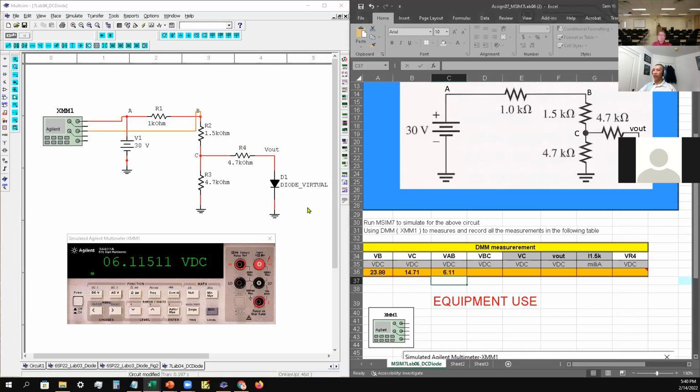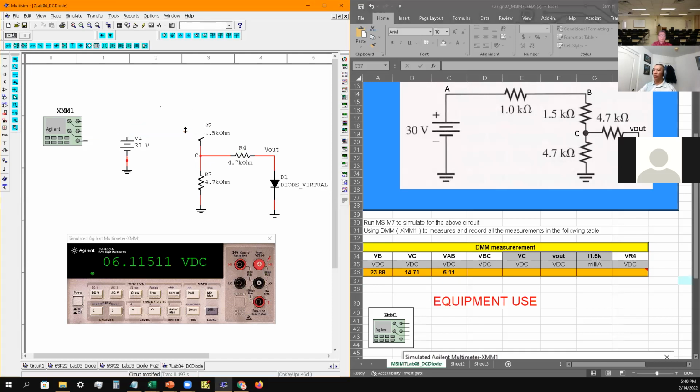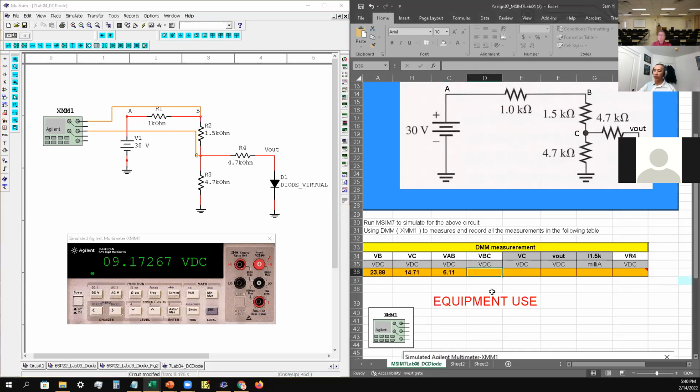Okay, and then VBC, between point B and point C. So disconnect that. We connect the high side to point B, low side to point C. Turn on simulation, collect your data. Okay, so this one is going to be 9.17.